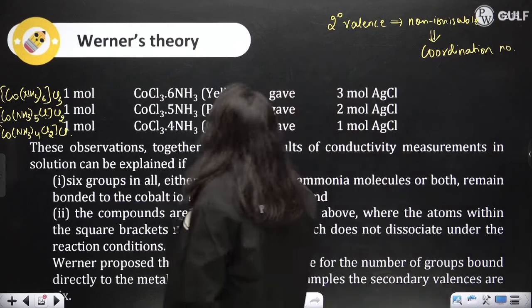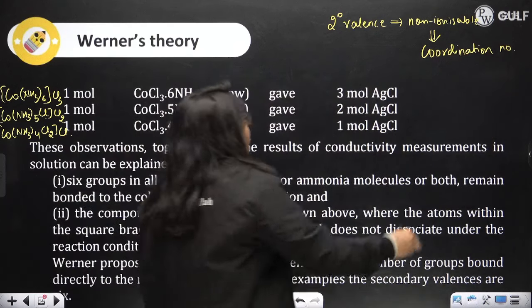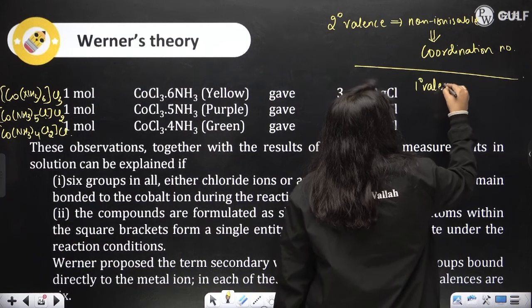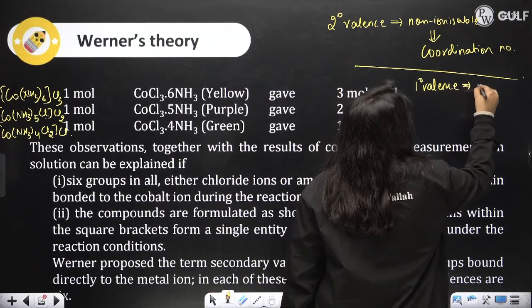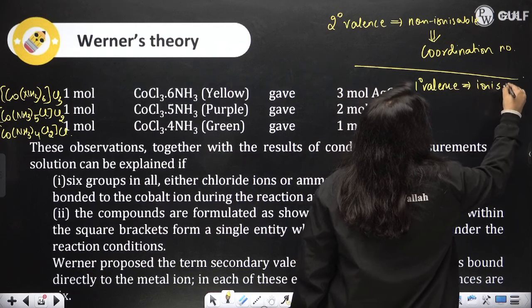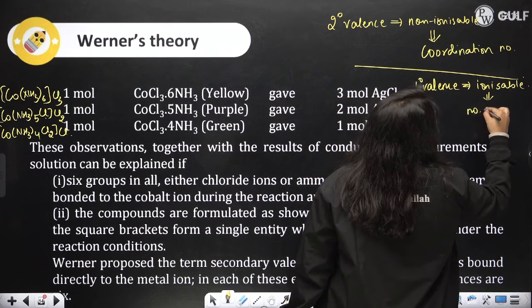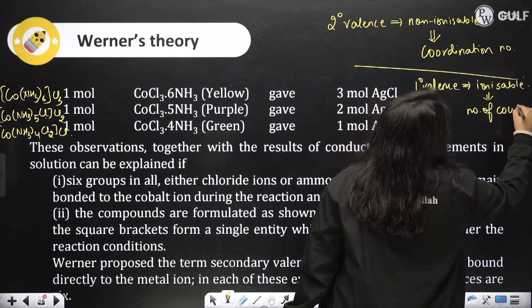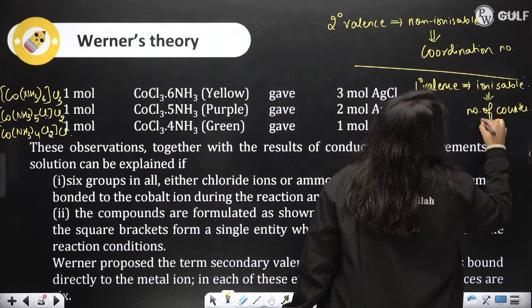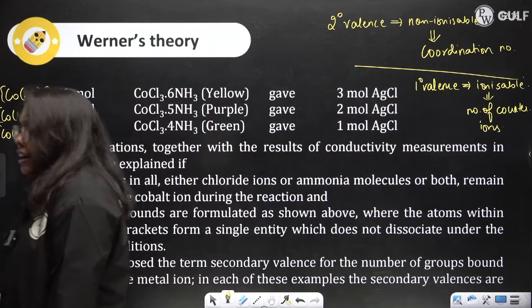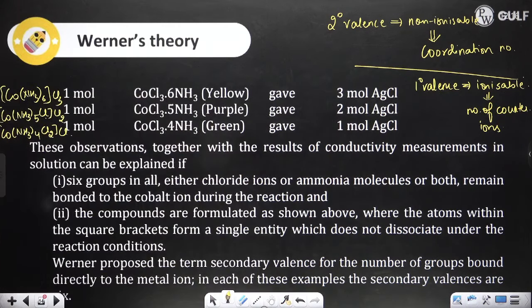So, ma'am, what about primary valency? Primary valency naturally becomes the ionizable entity, which is nothing but your number of counter ions. This is the clear-cut demarcation that you need to understand, beta.